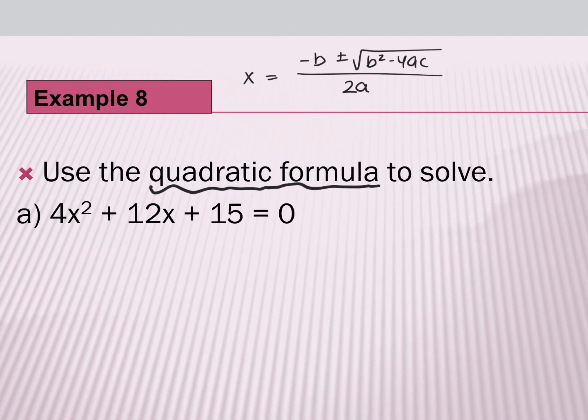All right. That is the quadratic formula. Negative b plus and minus the square root of b squared minus 4ac over 2a.